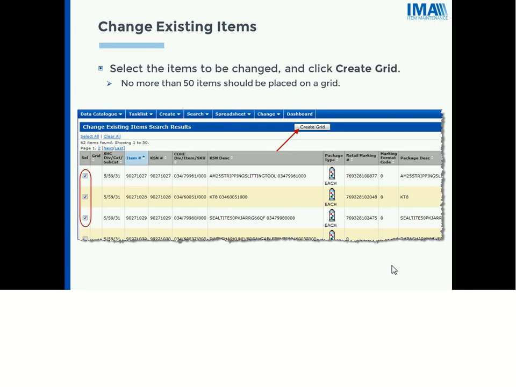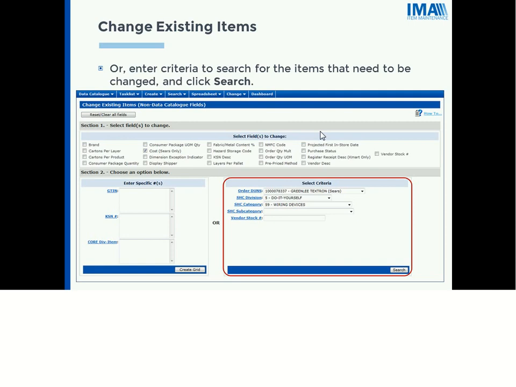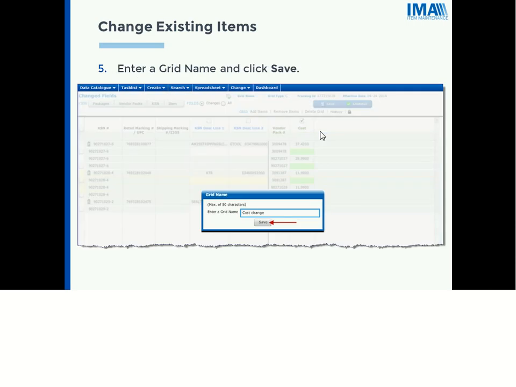So you would select the items that you want to do the changes for under the Select column, and then click Create Grid. So again, if you do know the G10s and KSNs, that would be my recommendation, is just to copy and paste those in on the left side of the screen. So just like with the Return Changes grid, you have to enter a grid name, and then you click Save.